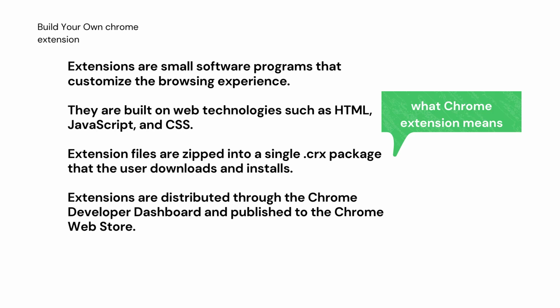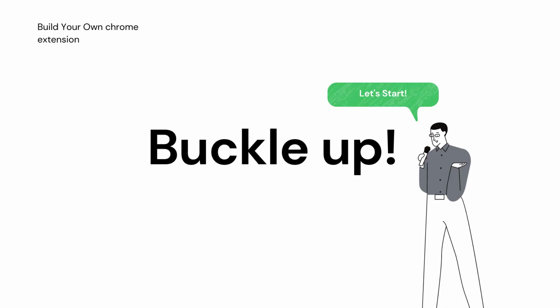Extension files are zipped into a single .crx extension that the user downloads and installs. This means extensions do not depend on the content from the web, unlike ordinary web apps. Extensions are distributed through the Chrome Developer Dashboard and published to the Chrome web store.